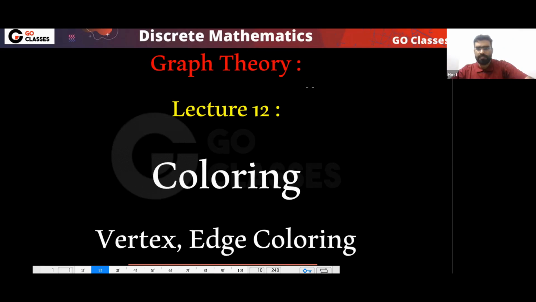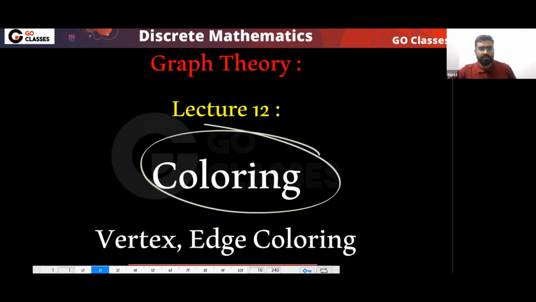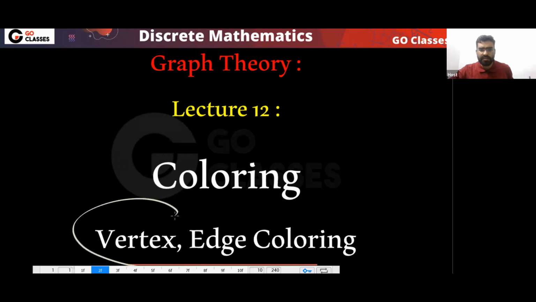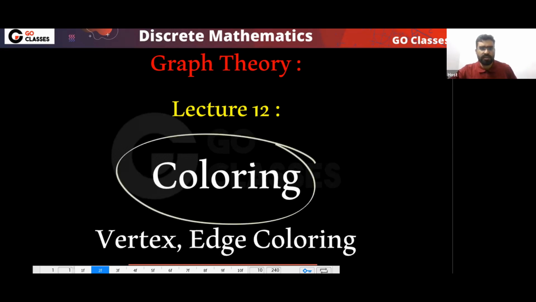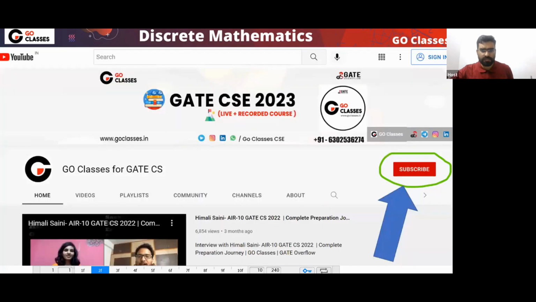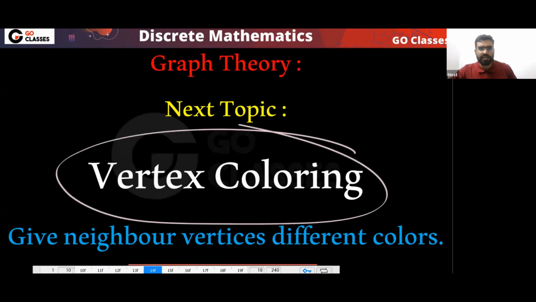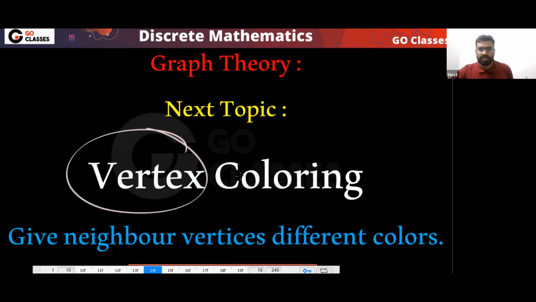Hi everyone. In this lecture, we will study coloring. Two types of coloring we will study: vertex coloring and edge coloring. Okay, what is this concept of coloring? So let's start with this. First, we will start with vertex coloring. What is the concept of vertex coloring?